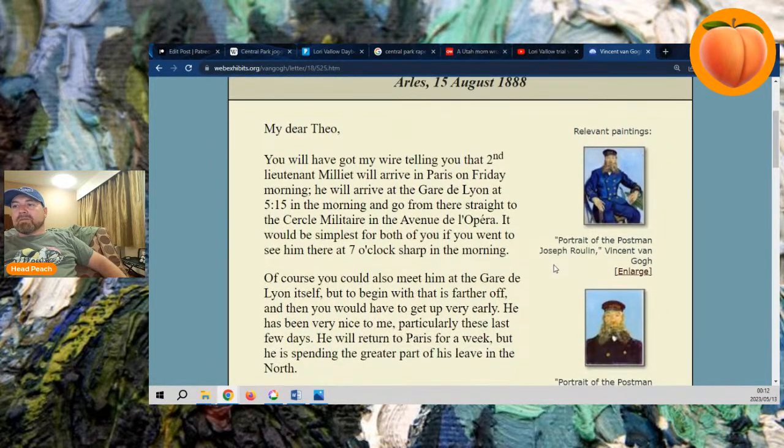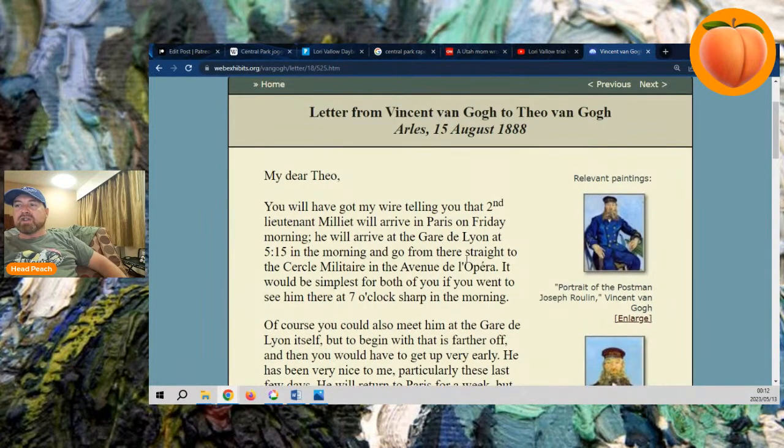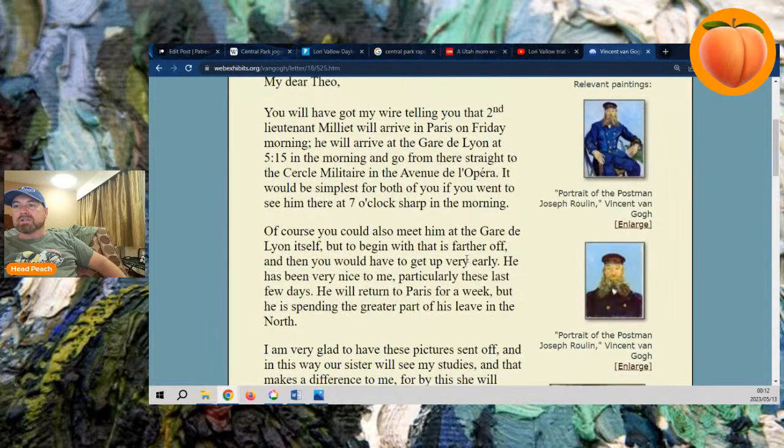Okay, so let's just quickly deal with this last letter. So it's Vincent to Theo, 15th of August. "My dear Theo, you will have got my wire telling you that Second Lieutenant Millier will arrive in Paris on Friday morning. He will arrive at the Gare de Lyon at 5:15 in the morning and go from there straight to the whatever. It would be simplest for both of you if you went to see him there at 7 o'clock in the morning."